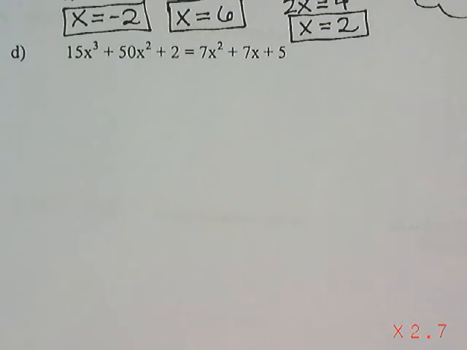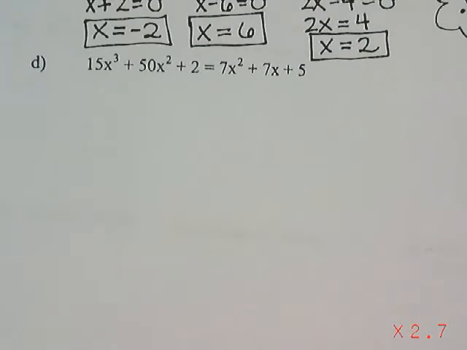This is part 6 of our video on solving polynomial equations. So we are in the middle of solving by factoring, and we are on our very last example, which is example D. So I have 15x cubed plus 50x squared plus 2 equals 7x squared plus 7x plus 5.